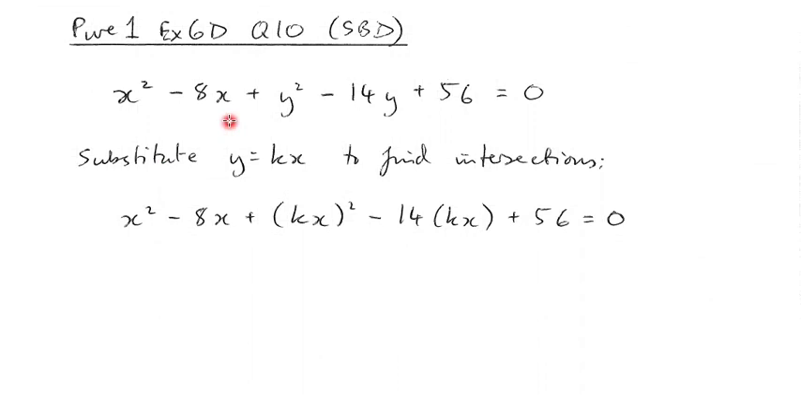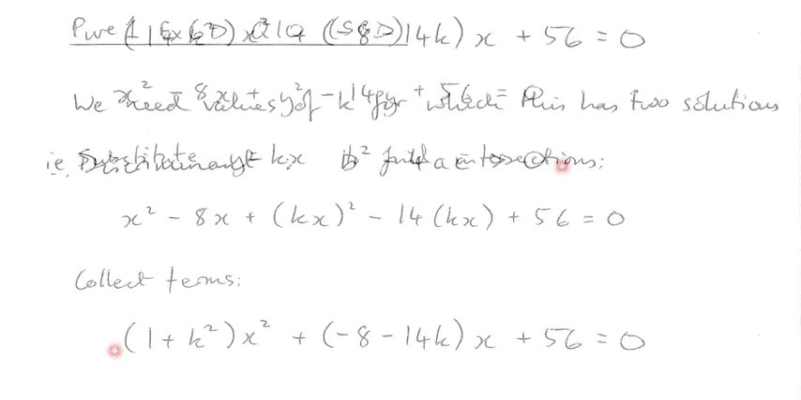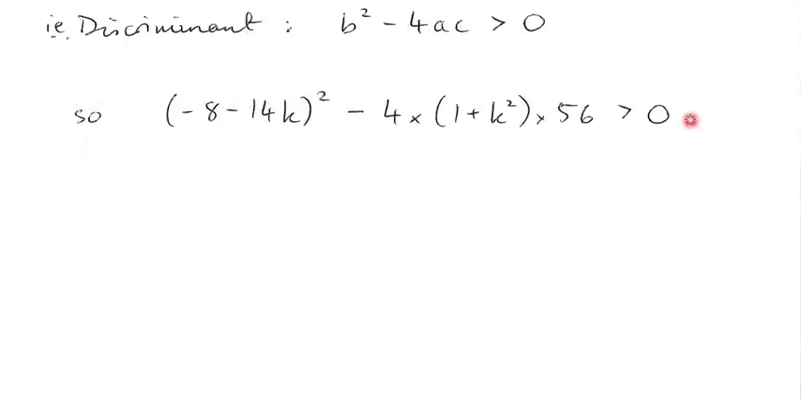So the first thing to do is to simply write the equation of the circle down, and then we'll substitute in y equals kx to find where they intersect. So I collect terms so that it's now a quadratic, and what I'm looking for is this to have two solutions. I know that to find two solutions to a quadratic, the discriminant must be more than 0. So I tell the examiner that I know that. I write down the discriminant for this particular quadratic.